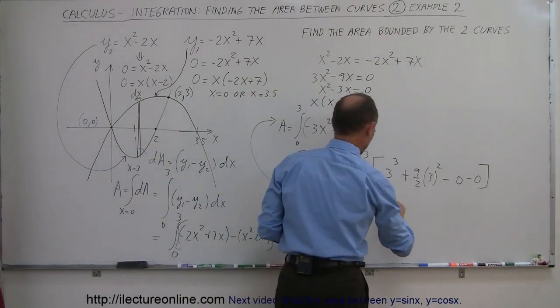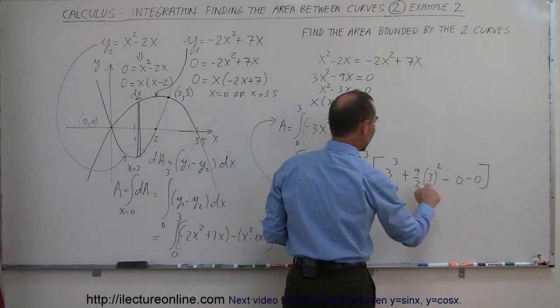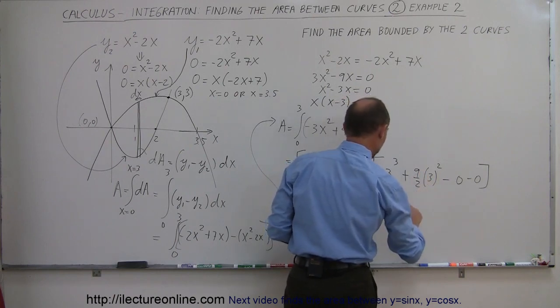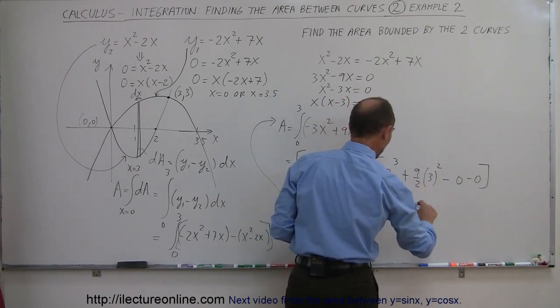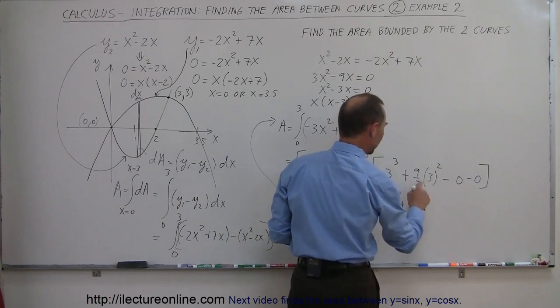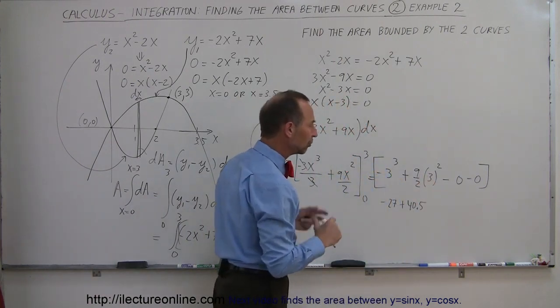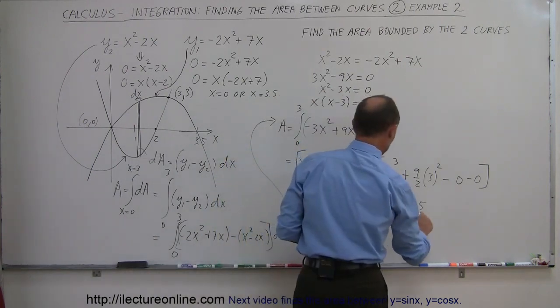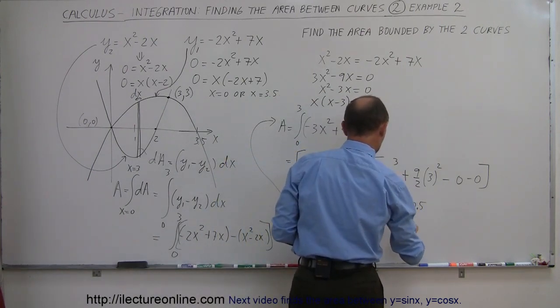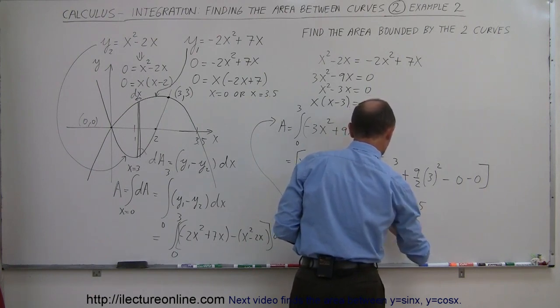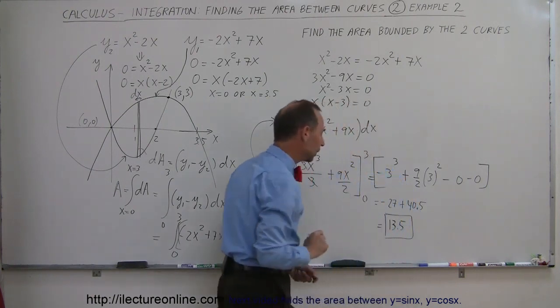So this becomes minus 27. And this is 9 times 9, which is 81, divided by 2, which is plus 40.5. Let me check that real quick. 9 times 9 is 81, divided by 2, 40.5. And so the difference between those two gives me 13.5. And that would be the area between those two curves.